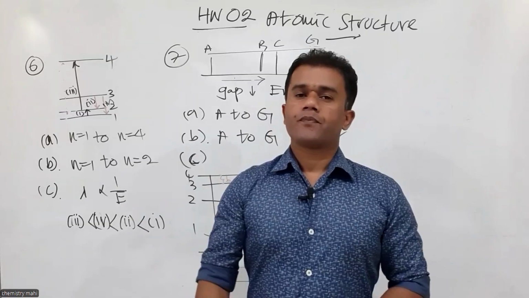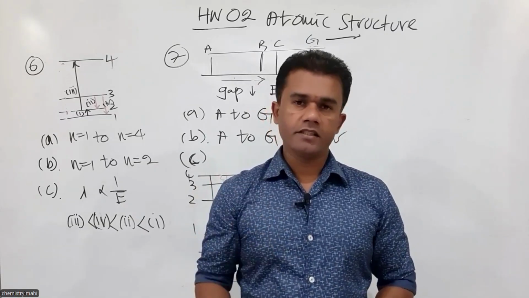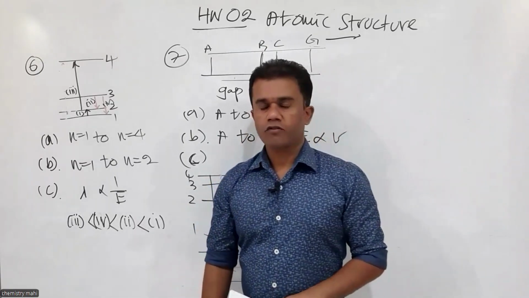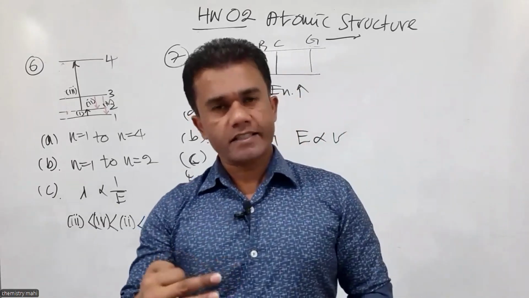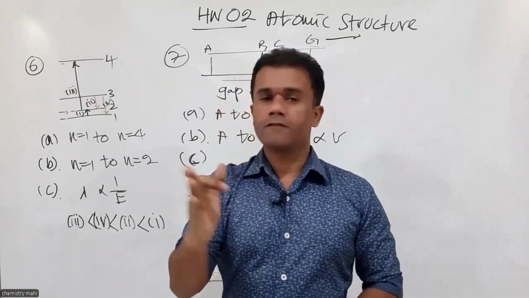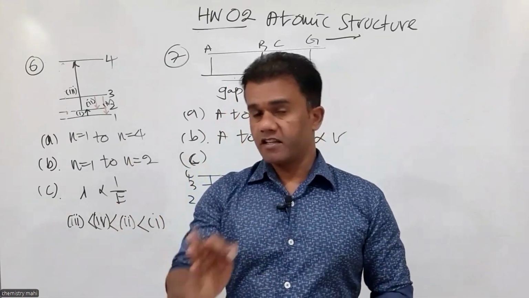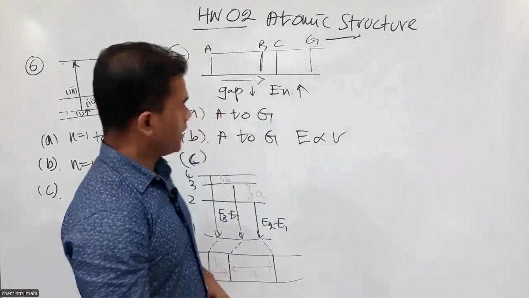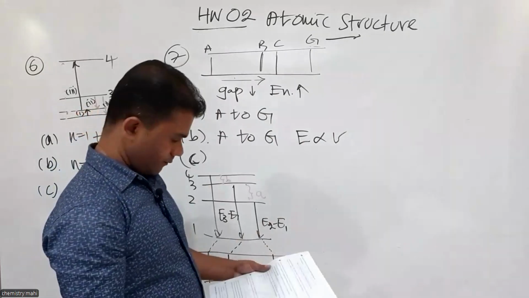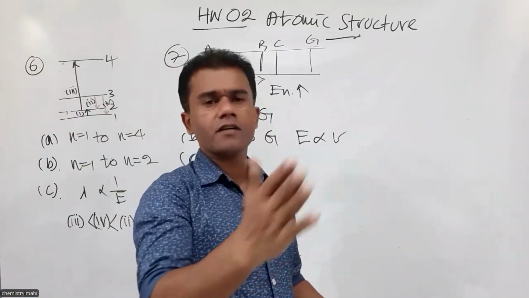The reason is, during this experiment, hydrogen emits energy only at specific wavelengths. It does not emit all the energies. It emits energy only at specific wavelengths. So that is why at those points you have lines. That is enough. I mean, during this experiment, hydrogen emits energy only at specific wavelengths.